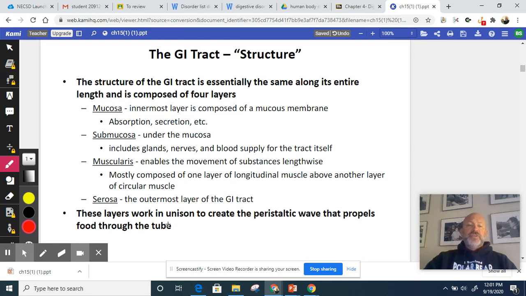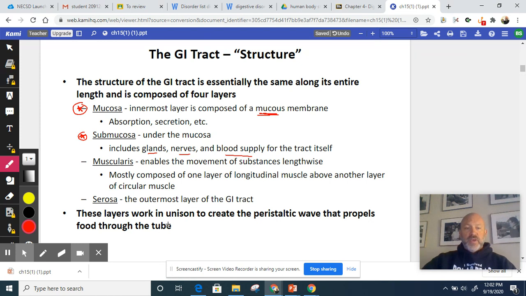So when we look at the structure of the GI tract, if you were to take somebody's intestines in your hand, cut them and look down into them, and let's say you stuck your finger on the inside, that would be kind of gross if you did that. But if you did do it, you would notice that the innermost layer is filled with mucus. It's very gooey in there. For that reason, we call that layer the mucosal layer. That's the mucosa. The layer directly behind that is called the submucosa, and that's where we're going to find things like glands, nerves, and blood vessels.